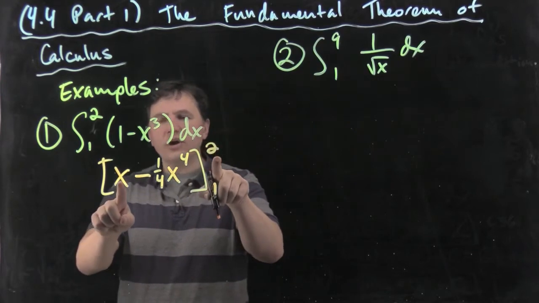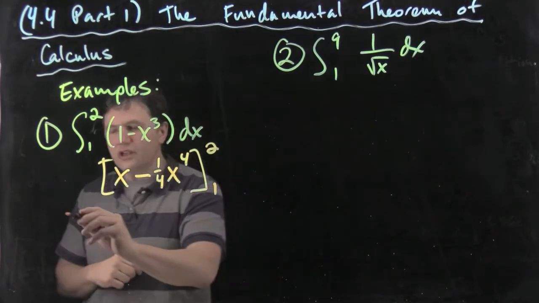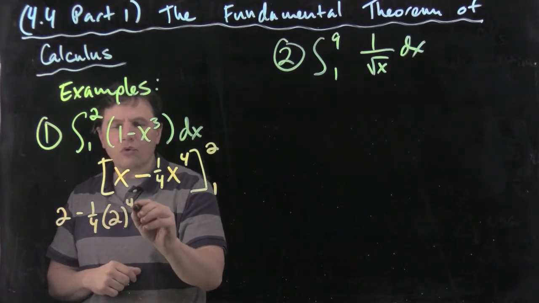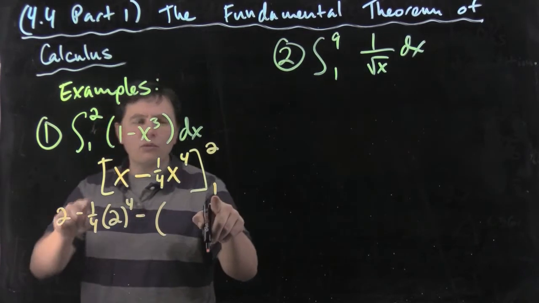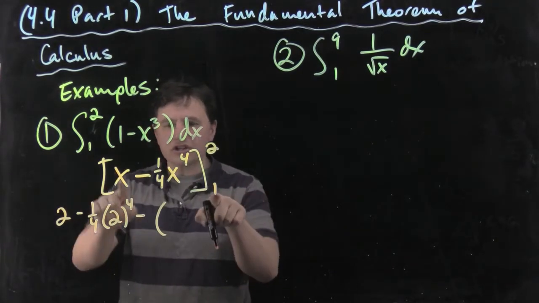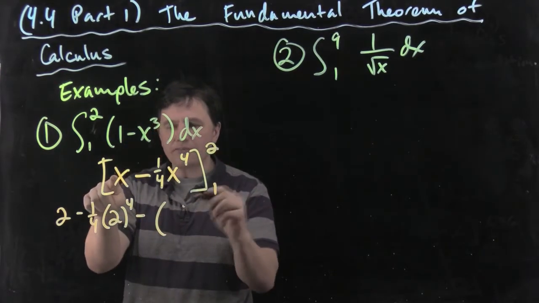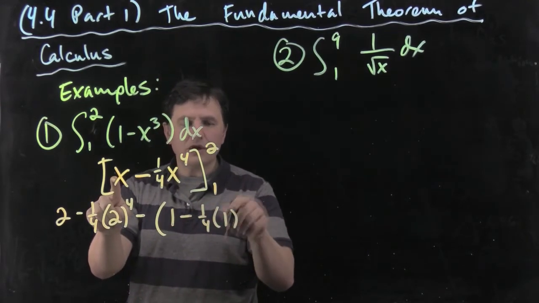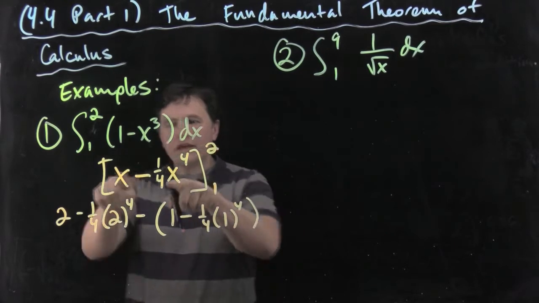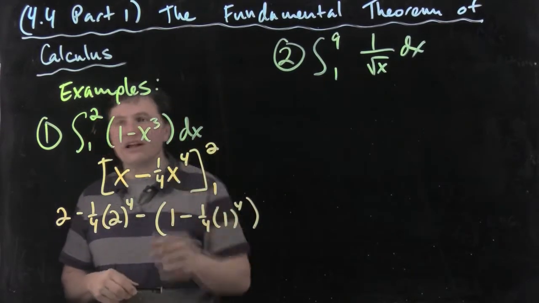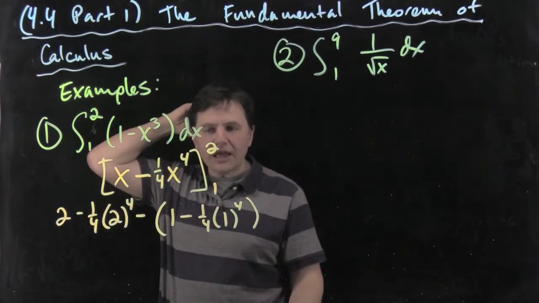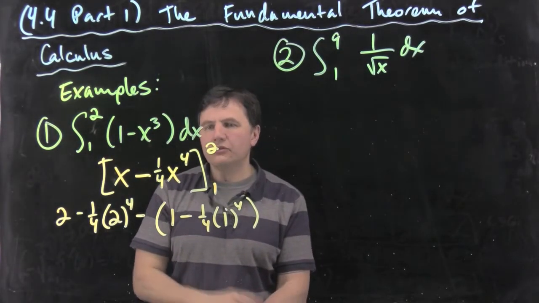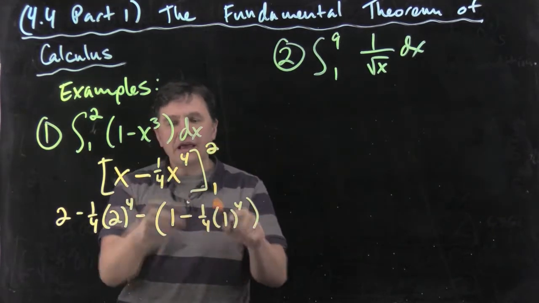So the first thing we do is we plug the 2 into both of these. So this will be 2 minus 1/4, 2 to the 4th, minus, and then we'll plug the 1 in. The big thing here is make sure this goes in parentheses because we're subtracting this whole thing. So 1 goes in, 1 minus 1/4, and then 1 to the 4th. So take the antiderivative. By the way, you have to show your antiderivative here. And this is something that if you don't have, even if you have the correct answer, you'll definitely lose points. So you plug in the top limit first, and then the bottom limit.